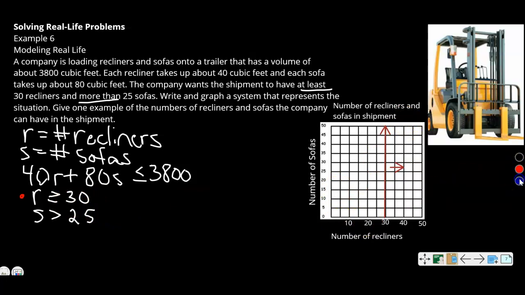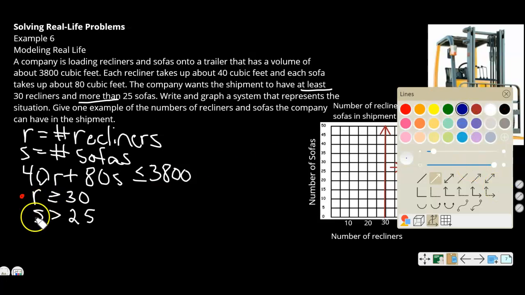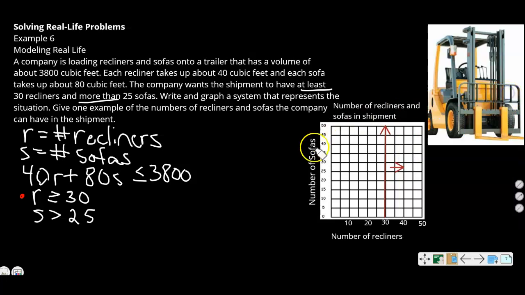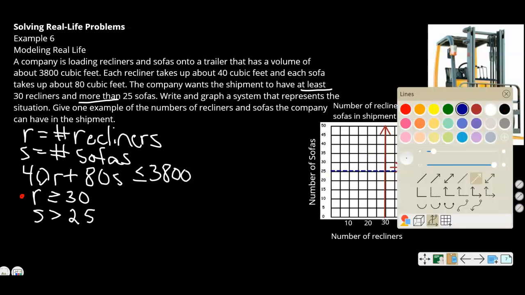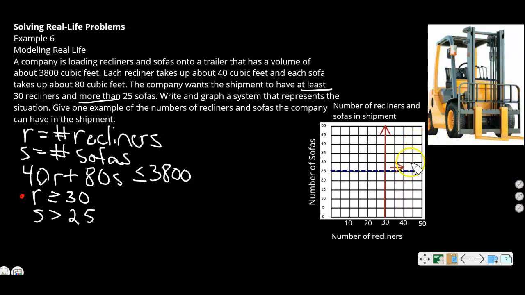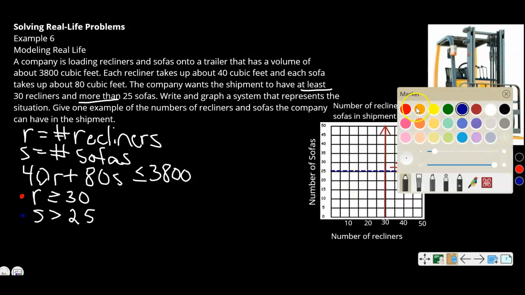All right, let's graph the number of sofas. This one is S is greater than, so more than 25 sofas. This one's going to be a dotted line. And we have number of sofas on the vertical axis, so greater than 25. And that's going to be represented everything above that. And again, this arrow, it's just to let you know that we want above the red line and above the blue line. Let's just color code this so we know. All right, let's use orange for this one.